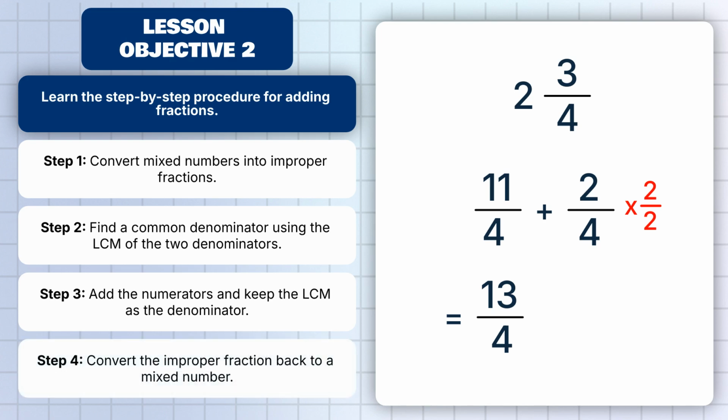Finally, we can convert this back to a mixed number. Divide the numerator by the denominator to get the integer part and put the remainder over the denominator. 13 divided by 4 equals 3 with a remainder of 1, which gives a mixed number of 3 1/4.